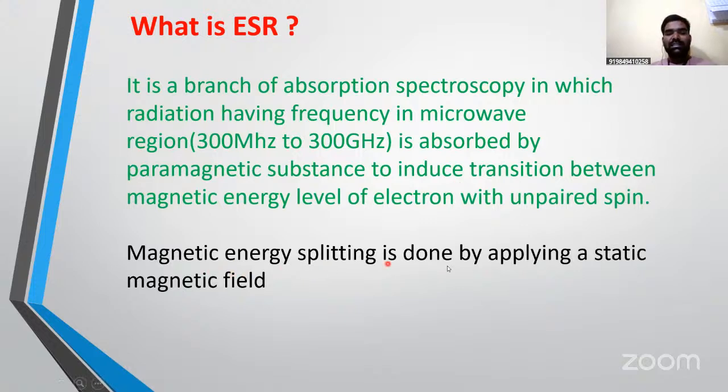Magnetic energy splitting is done by applying a static magnetic field. We will apply the magnetic field so that the splitting of magnetic energy is done.